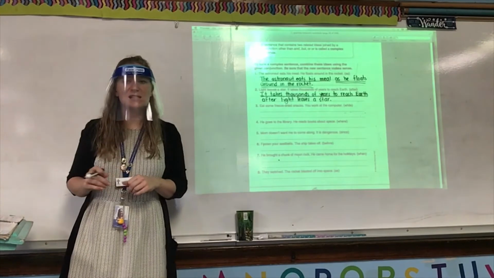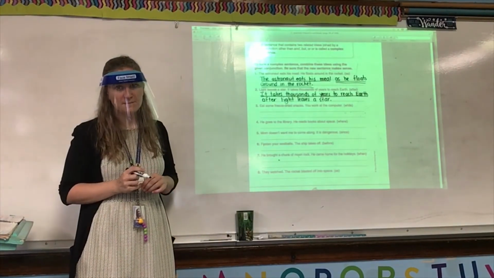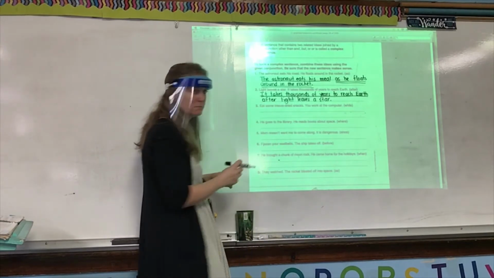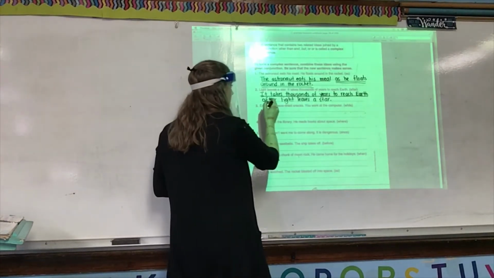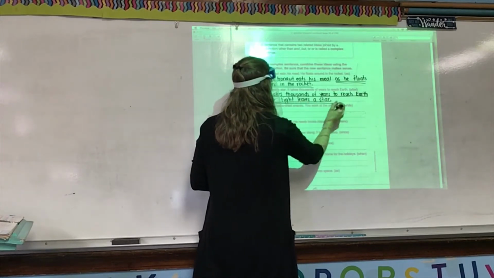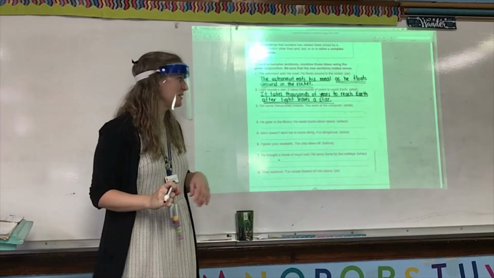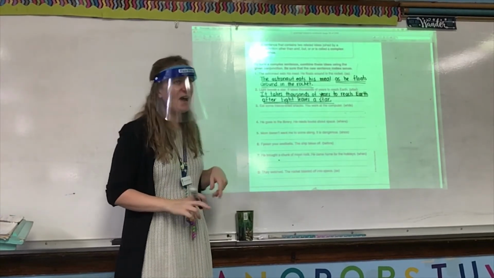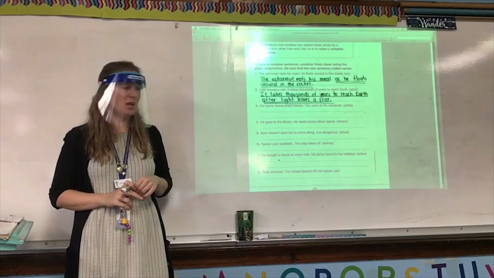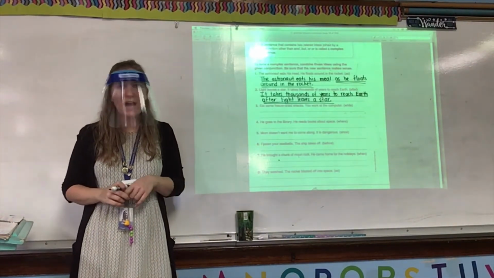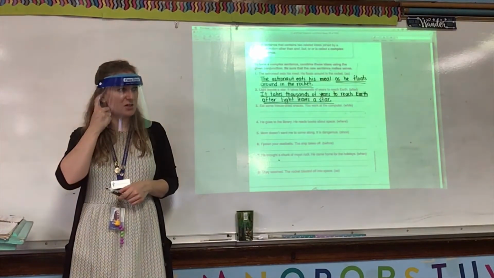Zari, which part is the dependent clause? Which part cannot stand alone? After light leaves a star. We have a subject, light, and a predicate, leaves a star, but that word after means it can't stand alone. After light leaves a star, well, you're left wondering, what happens after it leaves the star?